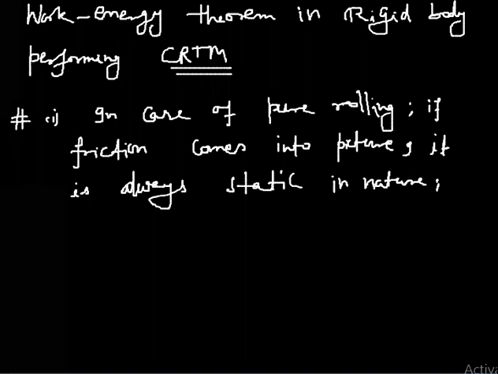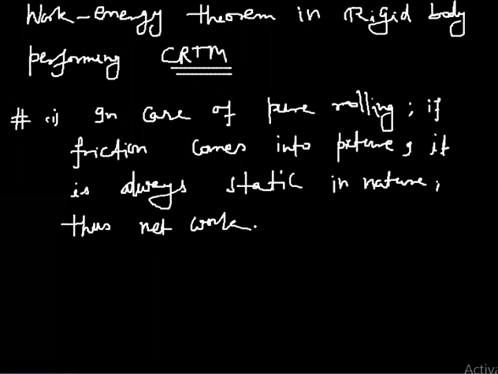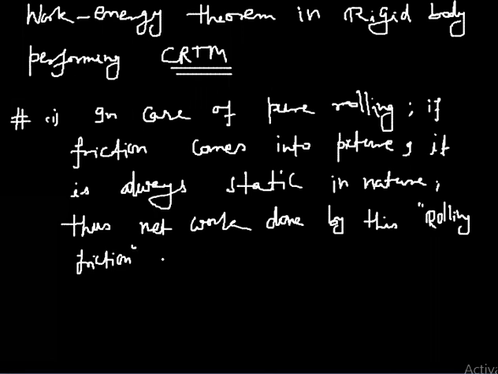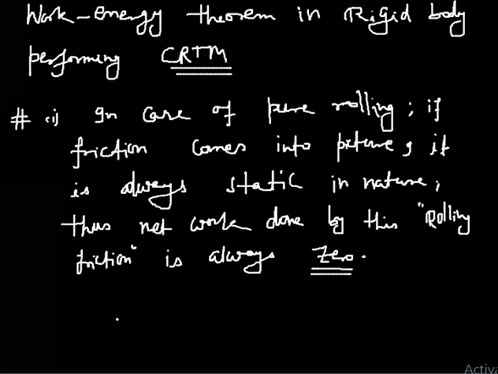It is always static in nature. Thus net work done by this rolling friction is always zero, as work done by static friction on the system is zero.